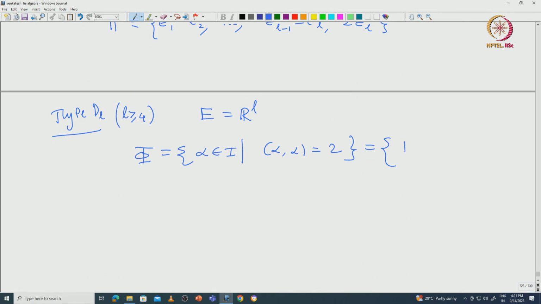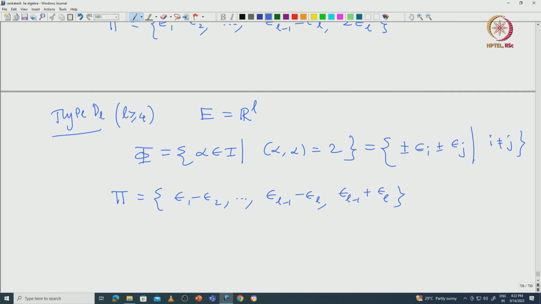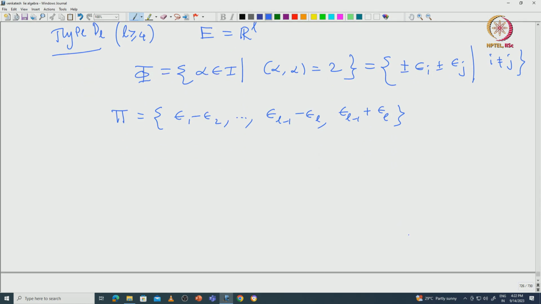So, then you can see that this is explicitly plus or minus epsilon I and plus or minus epsilon j, where I is not equal to j. It is not hard to see the base is exactly epsilon 1 minus epsilon 2, etc., epsilon L minus 1 minus epsilon L, comma epsilon L minus 1 plus epsilon L. So, now you can compute and see what the Coxeter graph will be. For example, this will correspond to the Coxeter graph of the Dynkin diagram of A, because all of them have the same root lengths.